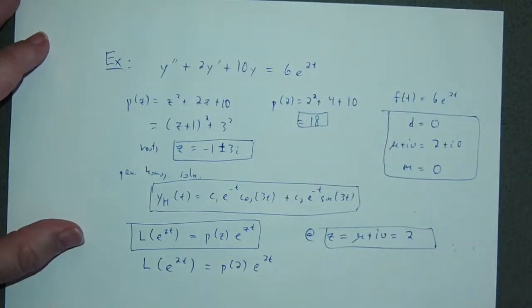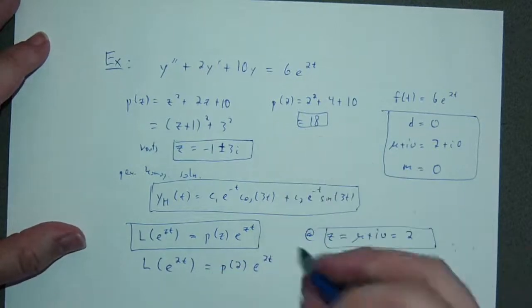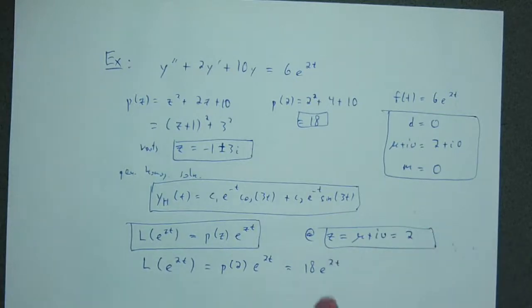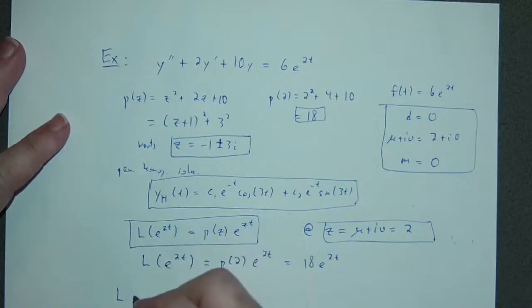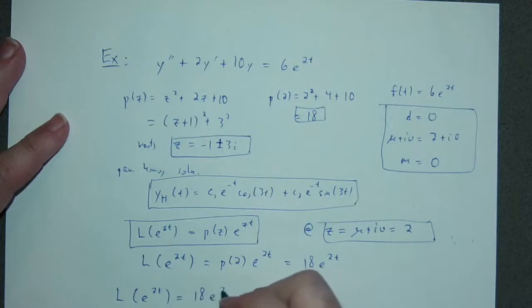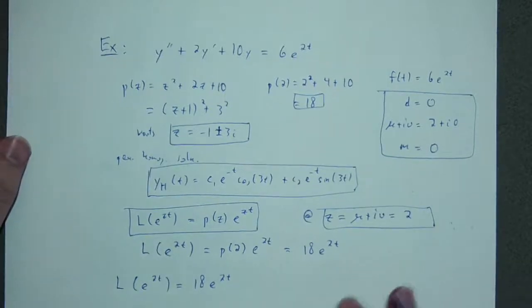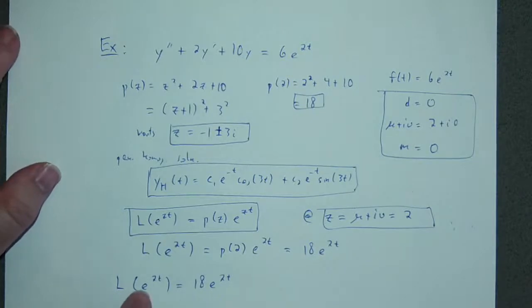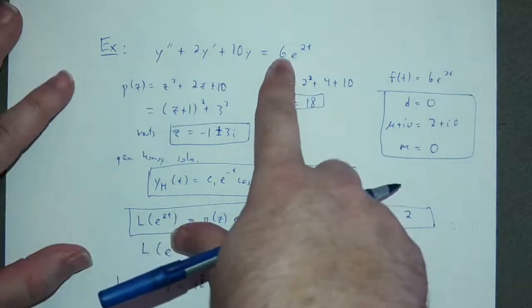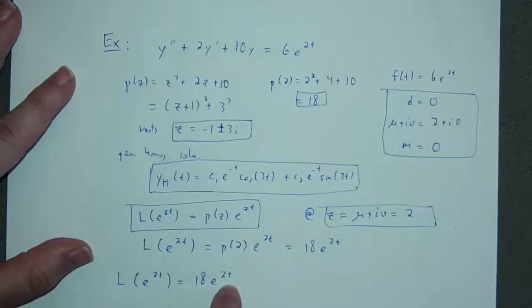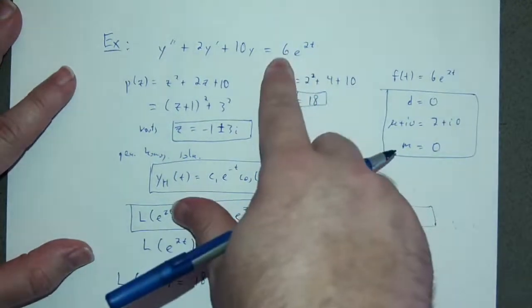All right. So this is equal to 18 e to the 2t. So L, let me just write that again. L of e to the 2t is equal to 18 e to the 2t. Now, what is this algebra that I'm supposed to be doing? The idea is that I want to find a particular solution, y sub p of t, such that when L hits y sub p of t, what I get is this right-hand side, 6e to the 2t. Now, that's not what I get here. I get 18e to the 2t.